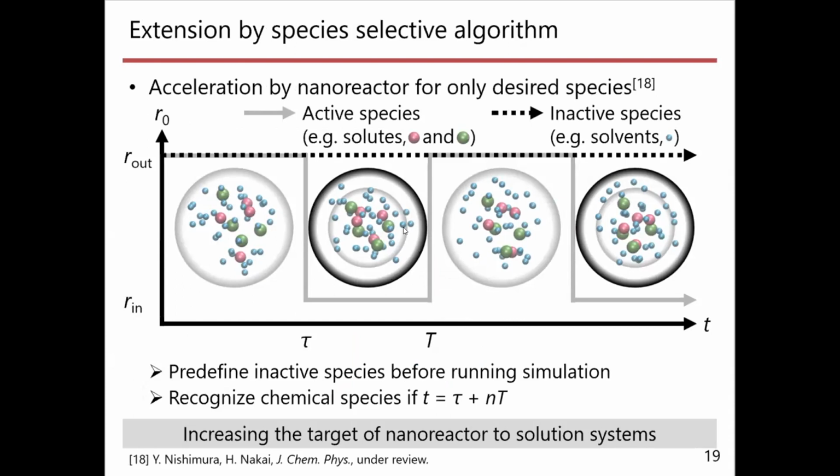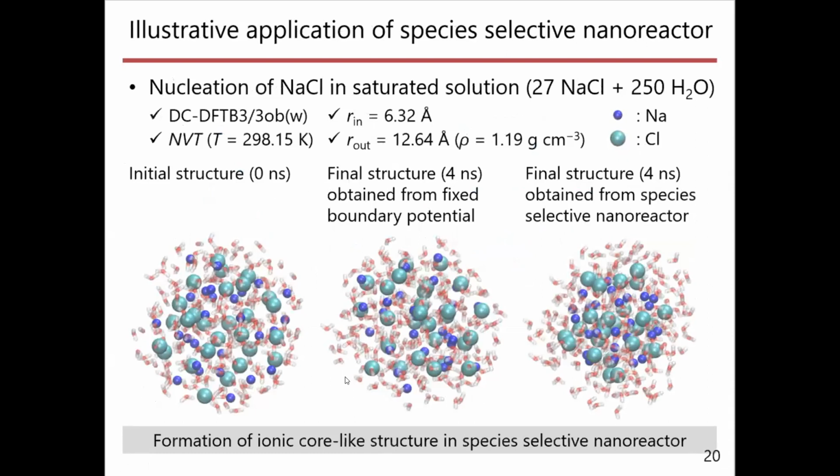Towards efficient sampling of multi-component processes under relatively mild conditions, we modified the algorithms to control the target of the nanoreactors. In the present approach, termed the species-selective algorithm, the inactive chemical species are predefined in advance, and they move freely inside the outer boundary potential. On the other hand, the reactive species are still accelerated by the nanoreactors. The implementation is robust for thermal vibration of molecules and isomer identification by introducing a chemical species recognition step during the MD simulations.